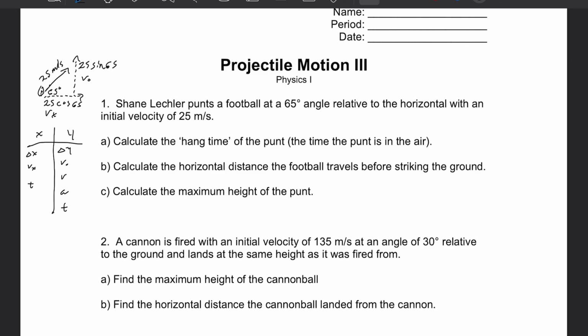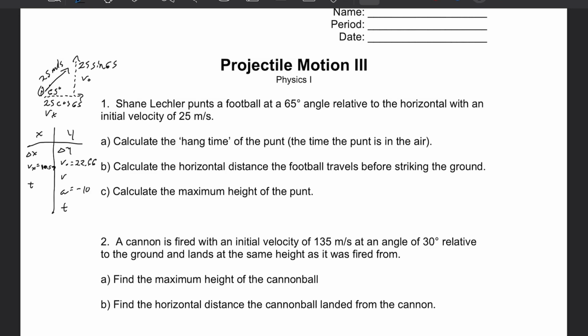Part A asks us to calculate the hang time of the punt. The hang time of the punt is how long it's in the air, total time in the air. So right now I'm just putting in my Vx from my calculation above, 25 cosine 65, and then 25 sine 65. And that Vx is 10.57, and then the V0 is 22.66.